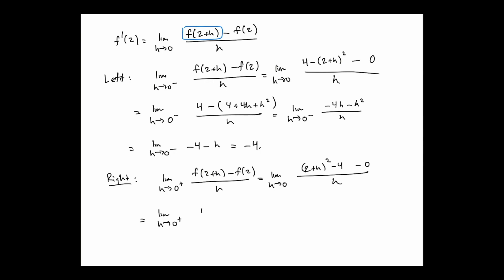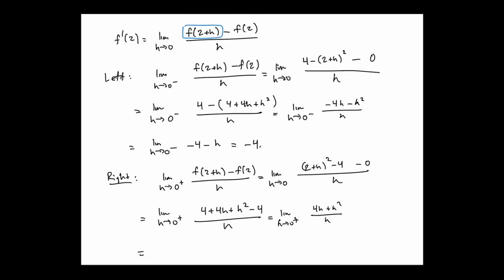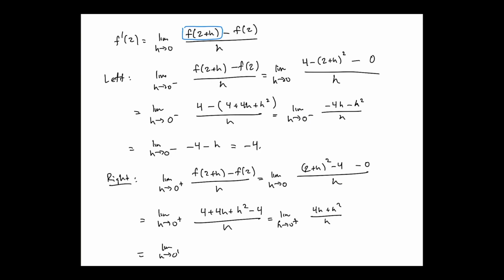What's going to happen when I FOIL it out? The 4s cancel. The h's cancel. And so I get what? 4 instead of minus 4. Okay. And that kind of makes sense because the function is just flipped basically for the other part of its domain. Okay. So what values did I get? I got 4 and minus 4.